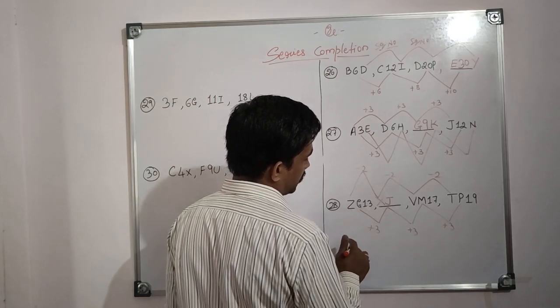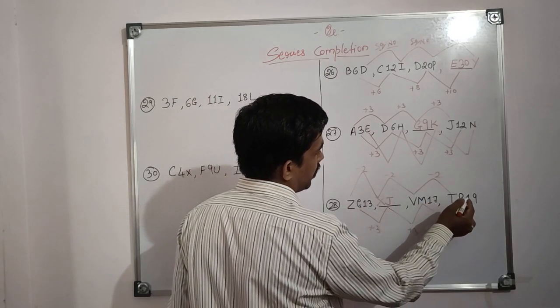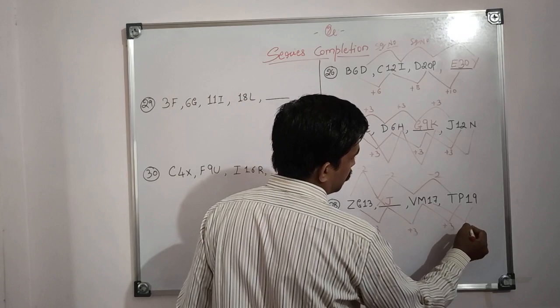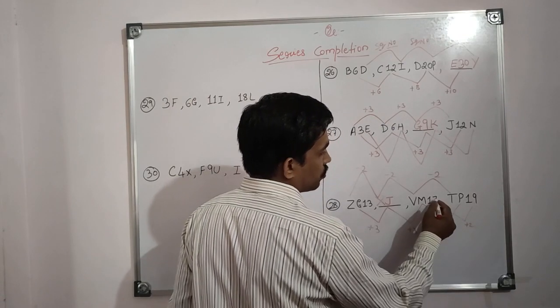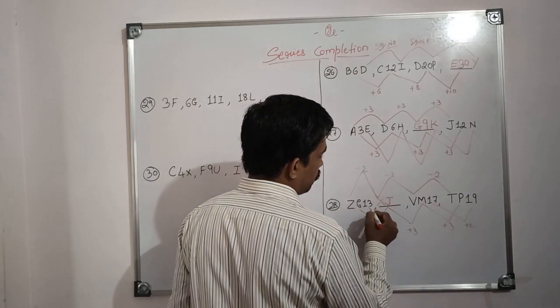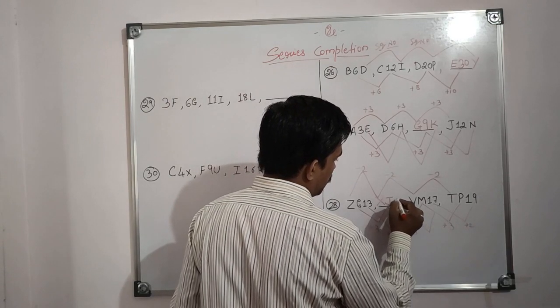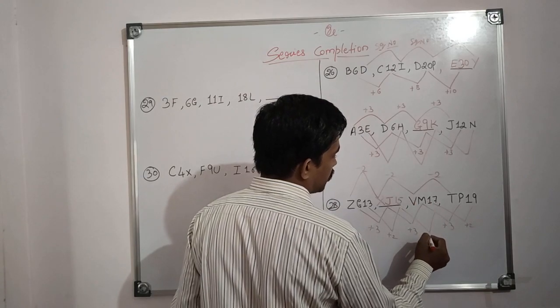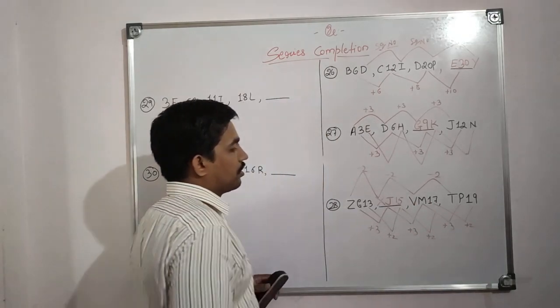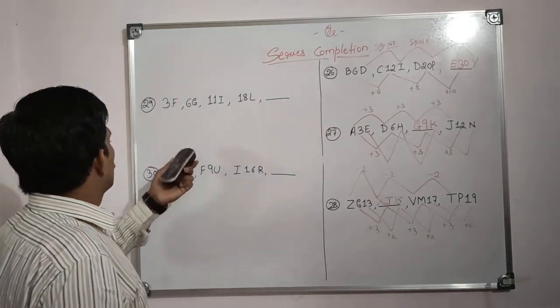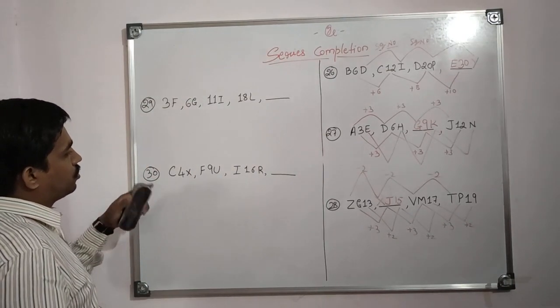Now coming to the numbers. 13, 17, 19. The difference between these two is plus 2. So 13 plus 2 is 15, and 15 plus 2 is 17. This is our pattern. Now coming to these two questions.